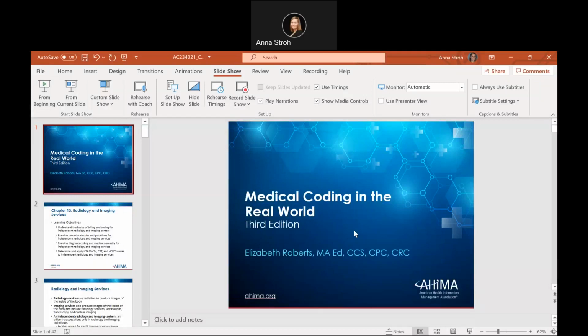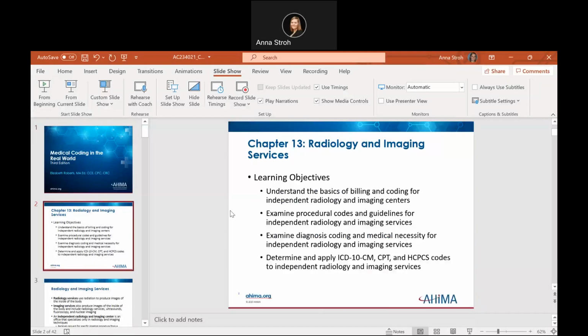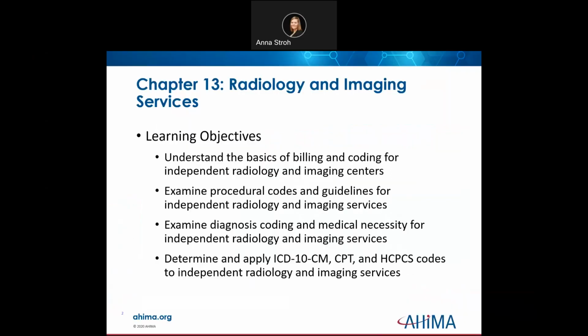All right, hello. So this week we are moving on to chapter 13, which is radiology and imaging services. What we're going to learn about is the basics of billing and coding for radiology and imaging, how to look at the procedural codes and guidelines, examine diagnosis coding for medical necessity, and determine how to apply the correct codes for radiology and imaging.